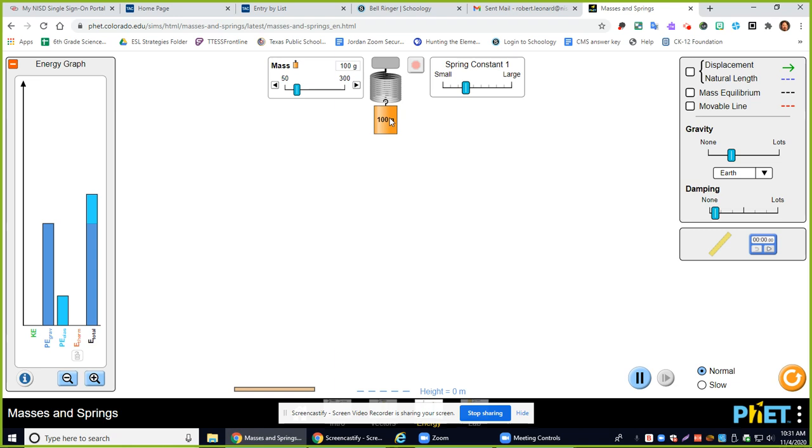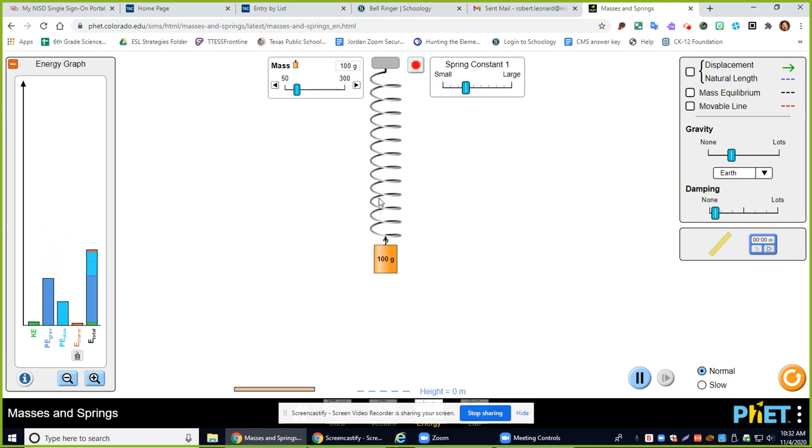When I let that go, what kind of energy is that going to turn into? Mechanical. Very good. Mechanical energy. Okay, yes, that turns into kinetic energy in the form of mechanical. So when I let go, we have mechanical kinetic energy.